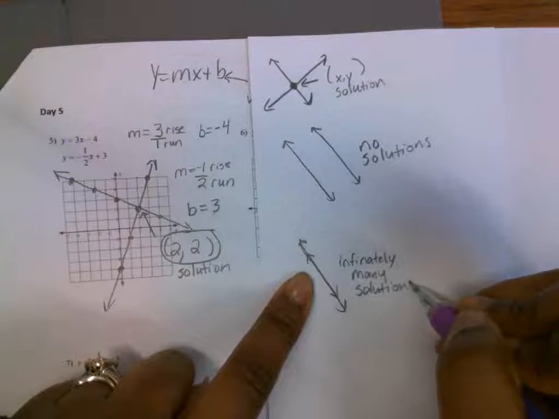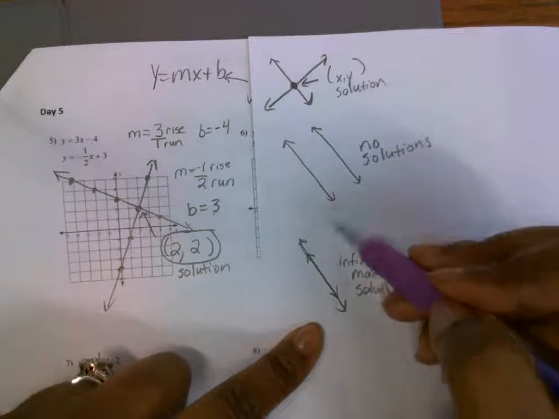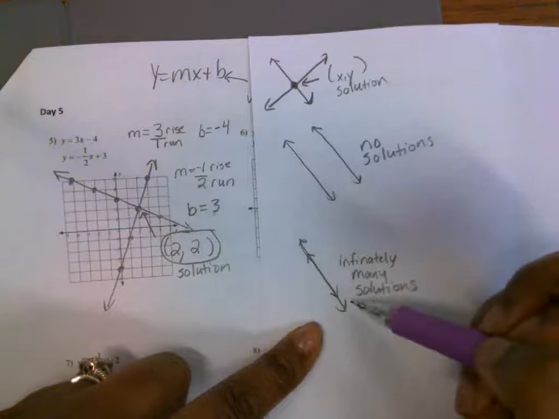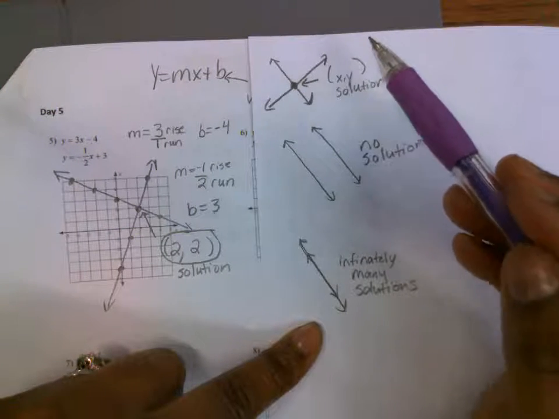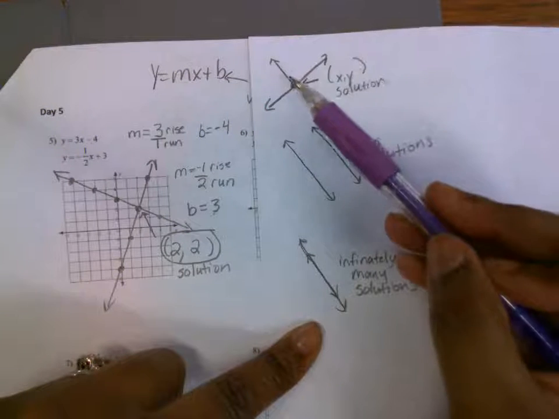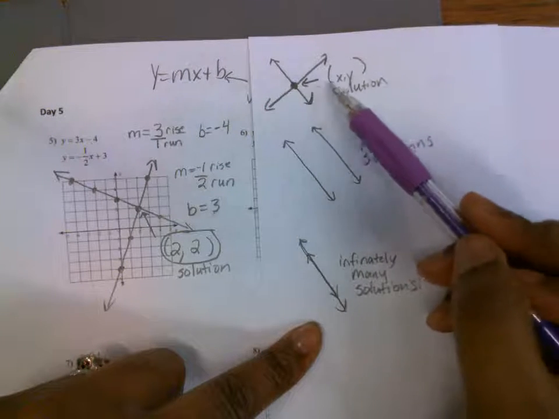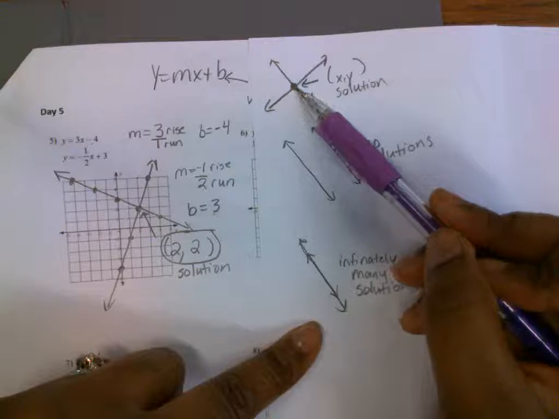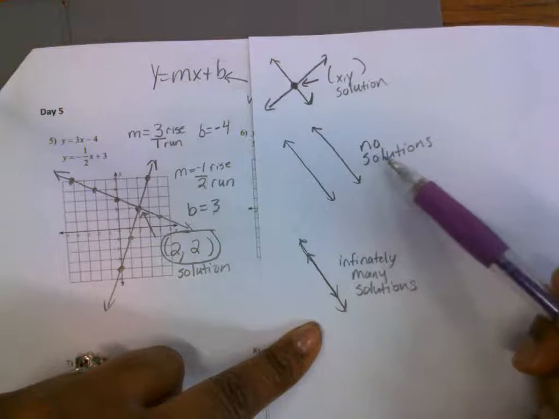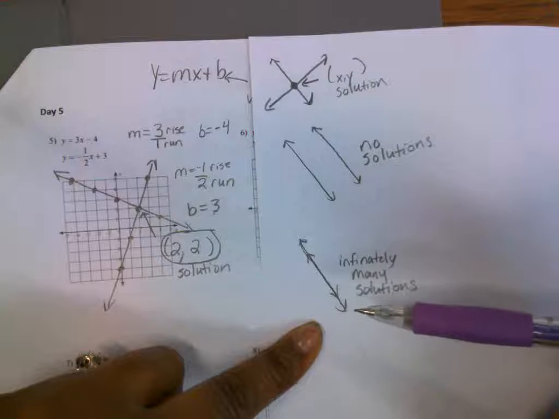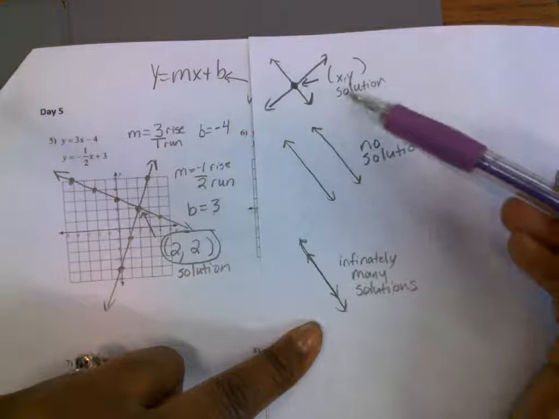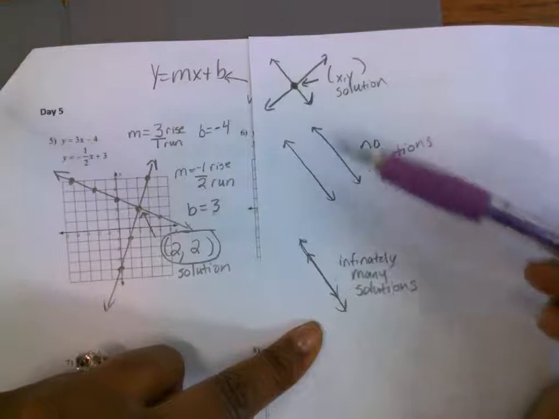Okay? So these are the only possible solutions that you can have for straight lines because straight lines don't curve back around and touch a line in more than one place. You can only have either one solution, that one point they cross, no solution because they don't touch at all, or infinitely many because they graph the exact same line. But these are your only three options. Does that make sense?